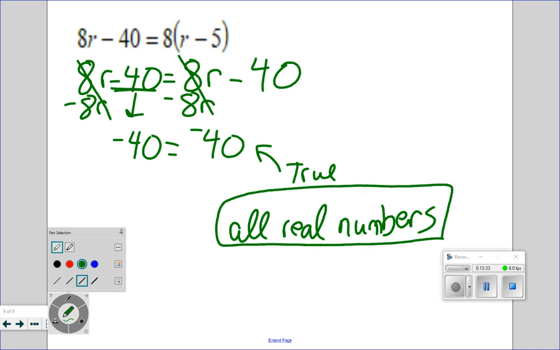Any way you want to say it, any number, or you could use the symbol for all reals, like that. And that's how you determine if it's all reals or no solution. So that's an introduction to doing special cases with equations where there's no solution or there's an infinite number of solutions.